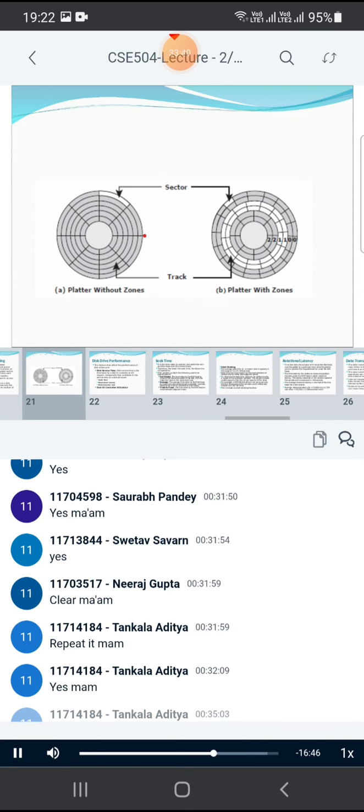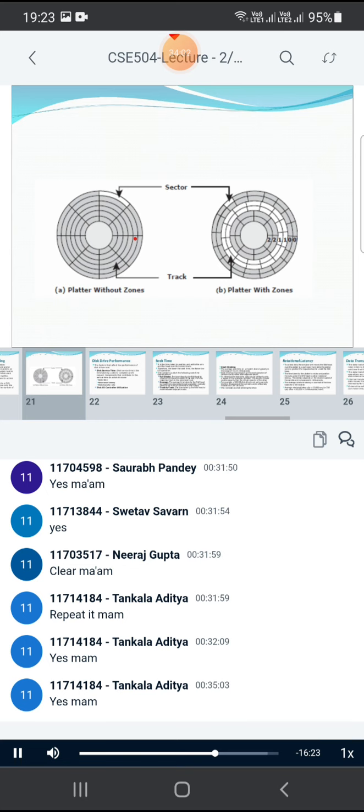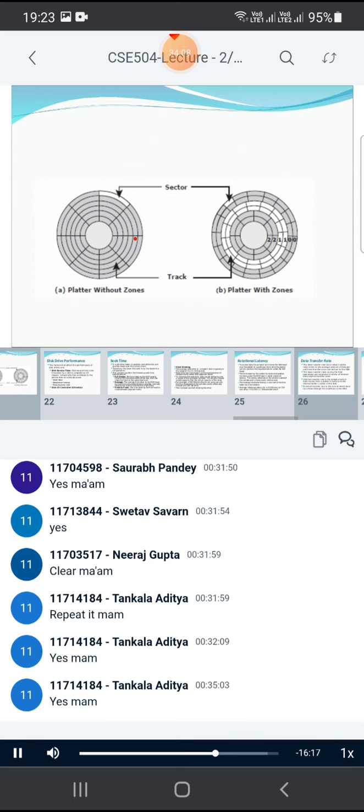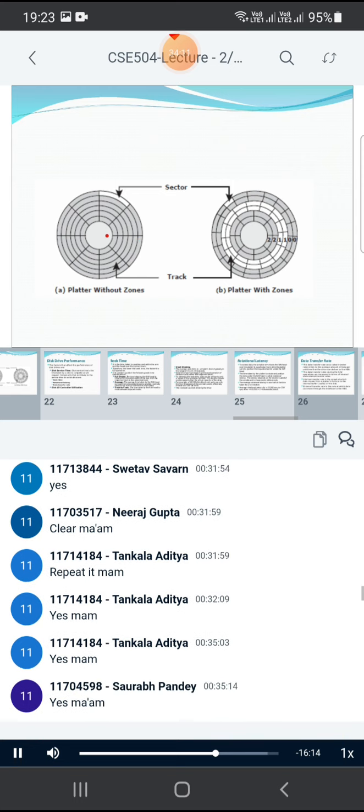Seek time was the time taken to position the head over the correct track, this one. And rotational latency is the time taken by the disk to rotate and bring this particular sector under the read-write head. Is it now clear? Okay, I'm repeating once again. Seek time is the time taken by the head to identify the correct track, and rotational latency is the time taken by the platter to rotate and bring the correct sector under the read-write head.